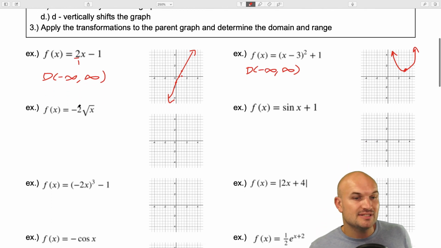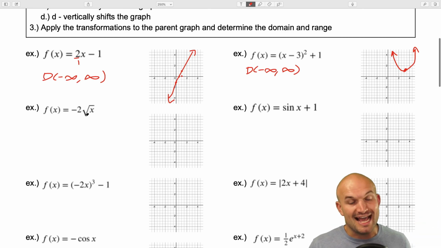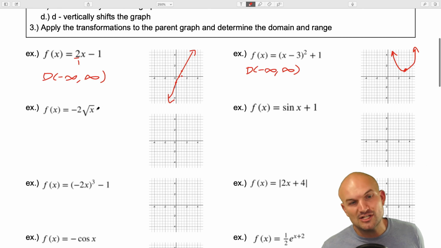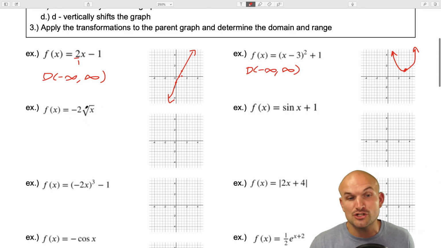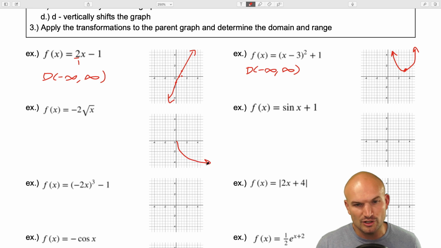In the next one, you can see that I'm multiplying by a negative. So I know that's a negative on the outside, so it's going to be a reflection about the x-axis. And I know I'm also multiplying by a number larger than 1, like the absolute, like 2. Forget about the negative, but 2 is larger than 1. So that is going to be a vertical stretch, right? Because all the operations are happening outside of the square root. So therefore, this is going to be a reflection as well as a vertical stretch.